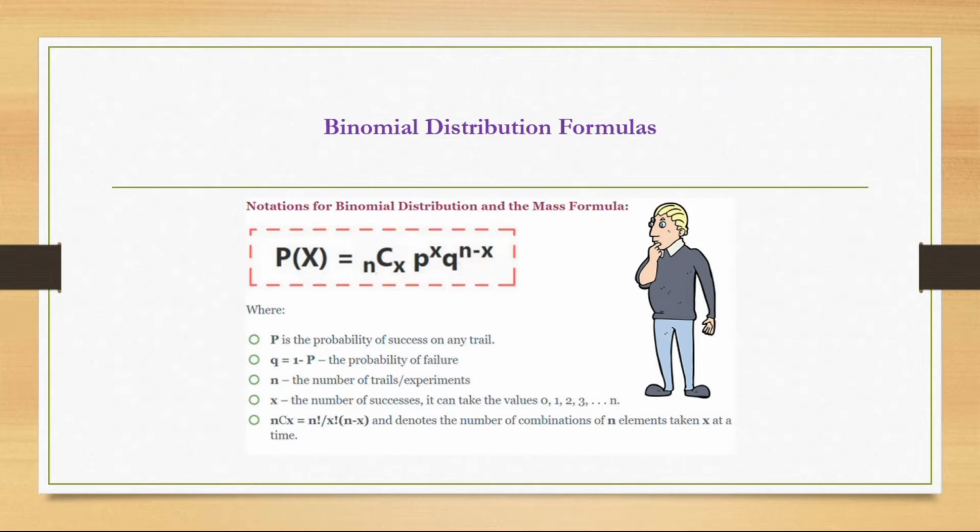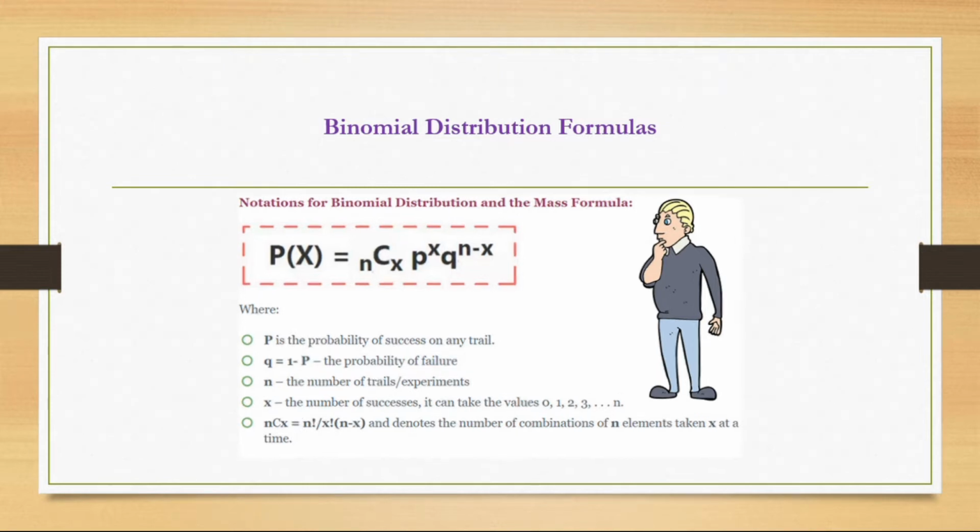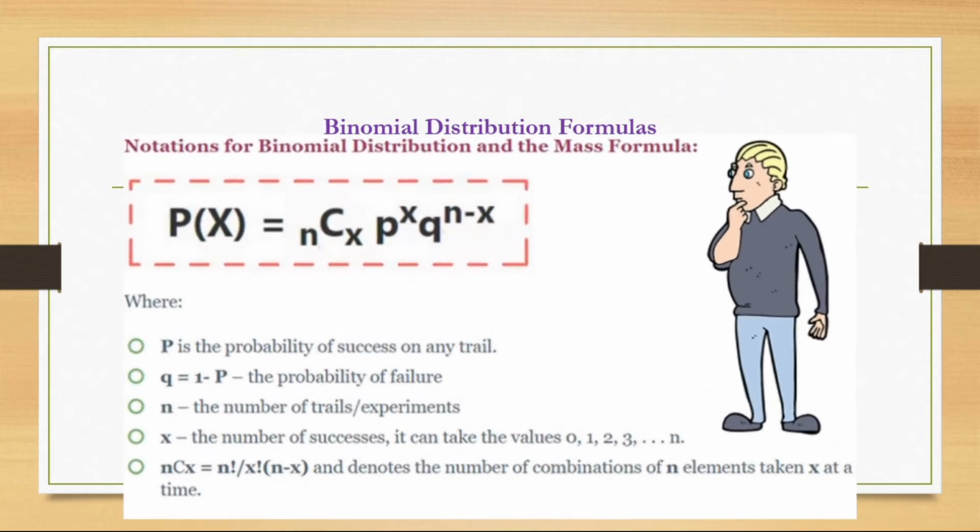Mathematically, it can be expressed using the following formula. P of x is equal to nCx multiplied by p raised to power x multiplied by q raised to power n minus x, where the probability of success, commonly represented by letter P, is constant for each trial. The probability of failure, commonly represented by letter Q, is constant and is equal to 1 minus P, as only two outcomes are possible.